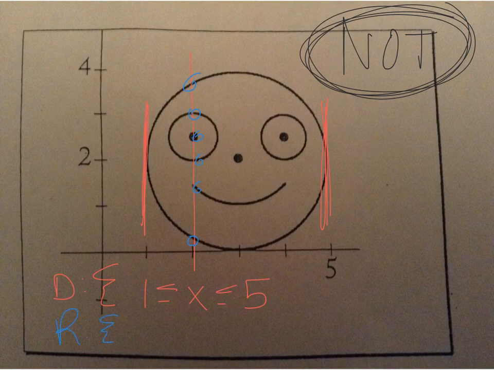For our range, it's going to start here on the axis at 0, and it gets as tall as 4, but that's it. It'll never get any taller. So our y is between 0 and 4. So again, y will be greater than or equal to 0 and less than or equal to 4.